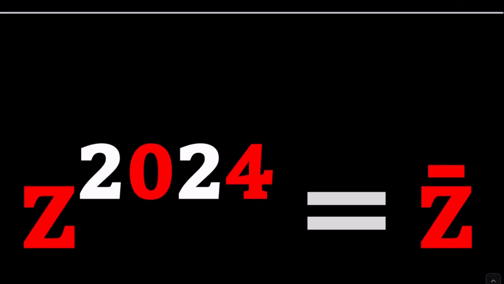Happy New Year, everyone. In this video, we're going to be solving a nice problem, a 2025 special. So we have z to the power 2024 equals z bar, which is the complex conjugate of z.